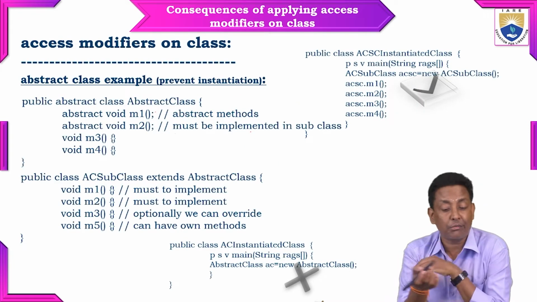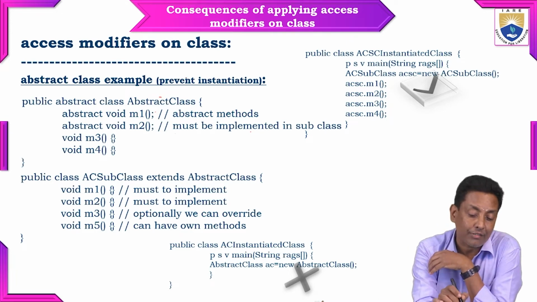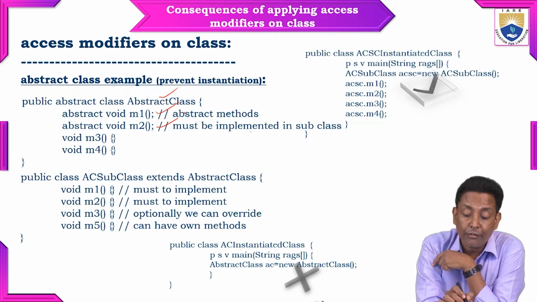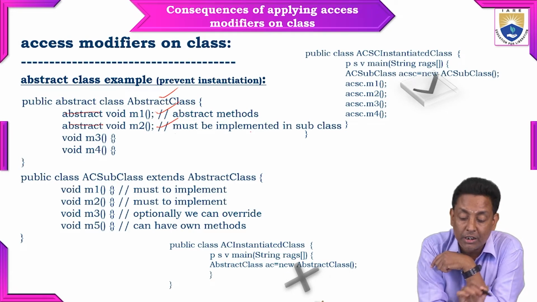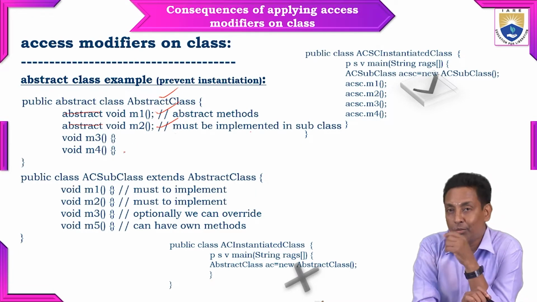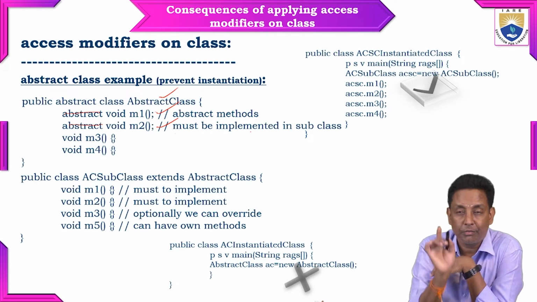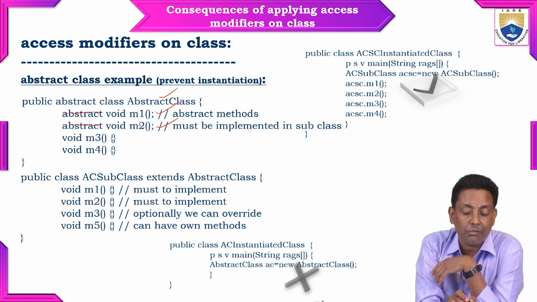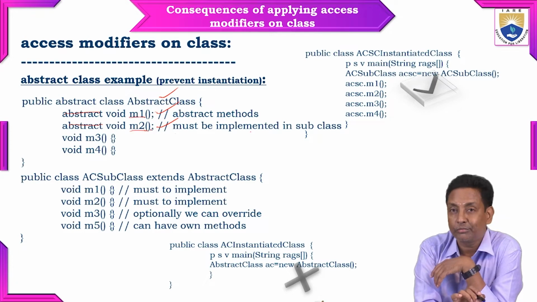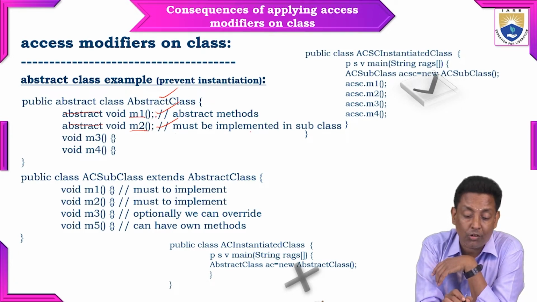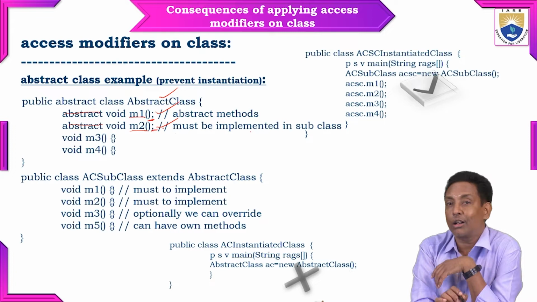So in this diagram, if you see, this class has two abstract methods, M1 and M2. If you only declare them and don't write abstract, just write void M1, void M2 with a semicolon, and void M3, void M4 with a body, the moment you compile the program, the first two errors will come. The compiler says to declare M1 and M2 as abstract, because it found that they are only declared but not implemented.